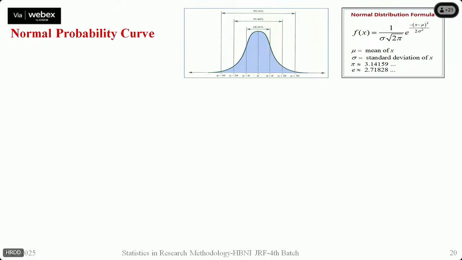Anybody wants to come and give a comment? Whatever you feel like. It is a blue shaded curve. That is one comment. Some portion is not shaded. That is also a comment. It has got a maximum probability on the center side. When you move away from the mean, the probability of getting that value is less.